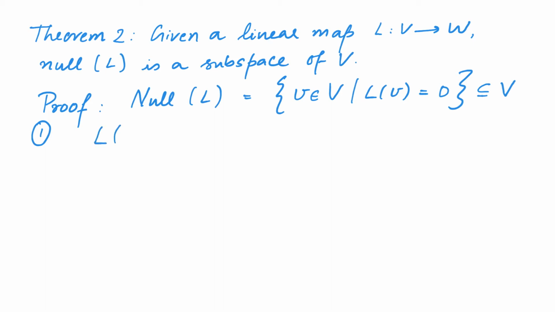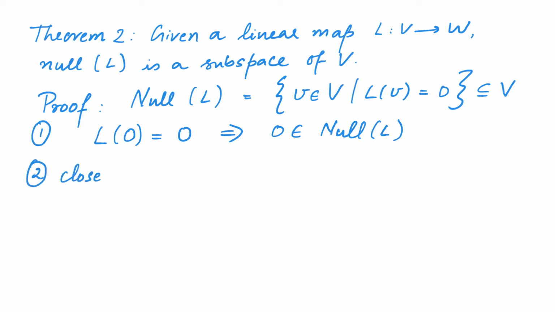Why? Because we saw just now, and I want to use that memory, that L of 0 is equal to 0. And that implies that 0 belongs to the null space. And therefore, we see that 0 is an element of the null space. Let us now prove that the null space is closed under vector addition.